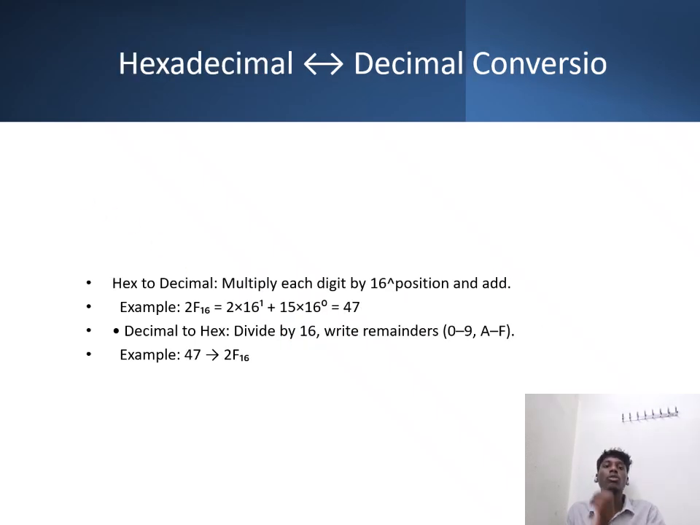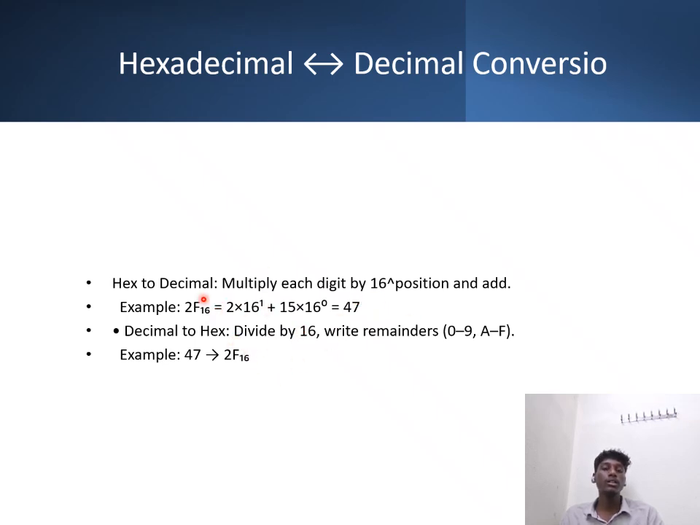Now we will see the conversion from hexadecimal to decimal, and then we will see the conversion from decimal to hexadecimal. First we have to convert hexadecimal to decimal number. We have to multiply each digit by 16, raised to its position power, and then add those numbers. For example, we can see 2f base 16 converted into a decimal number.